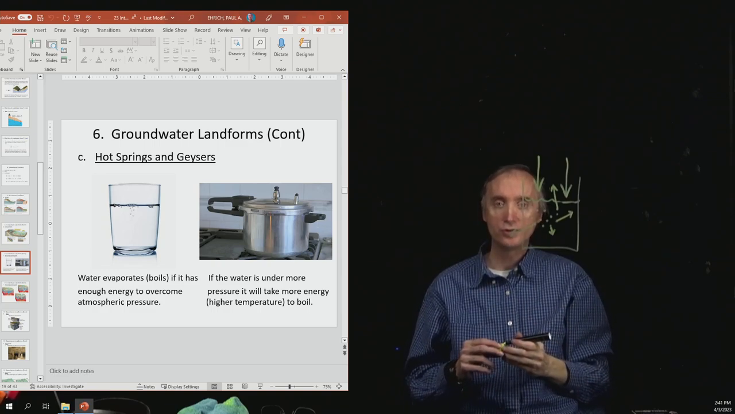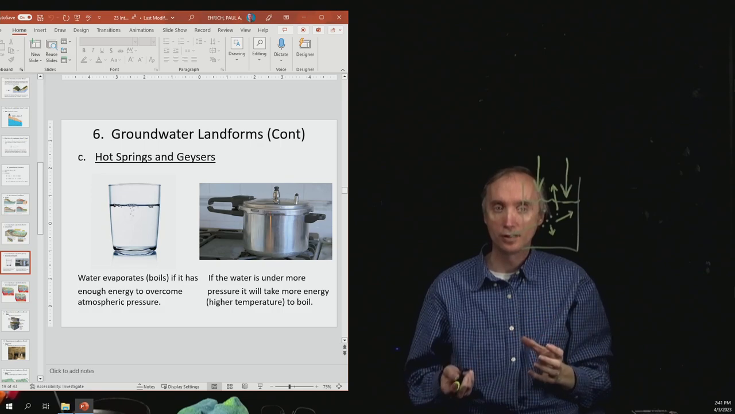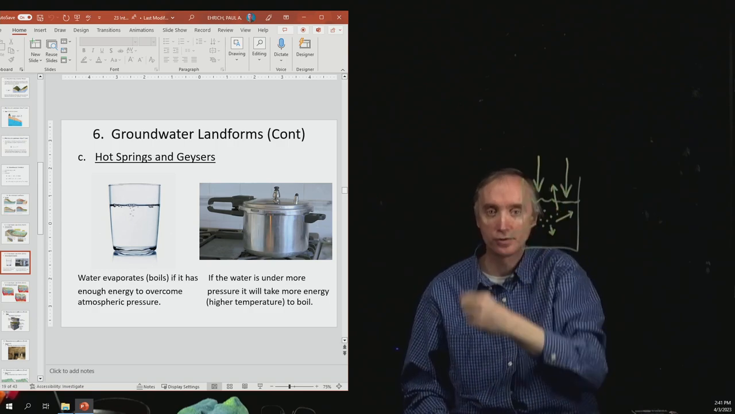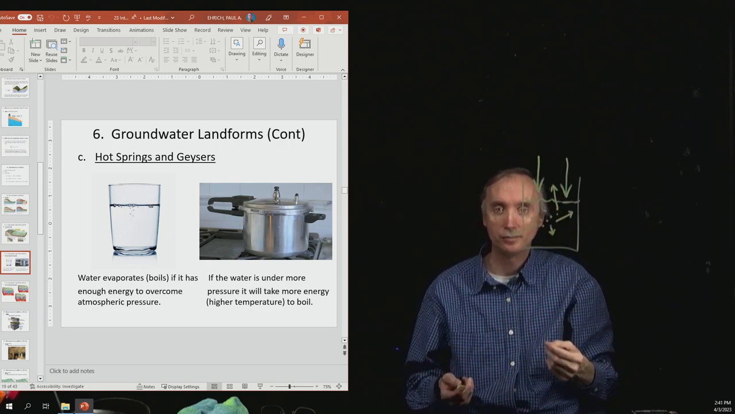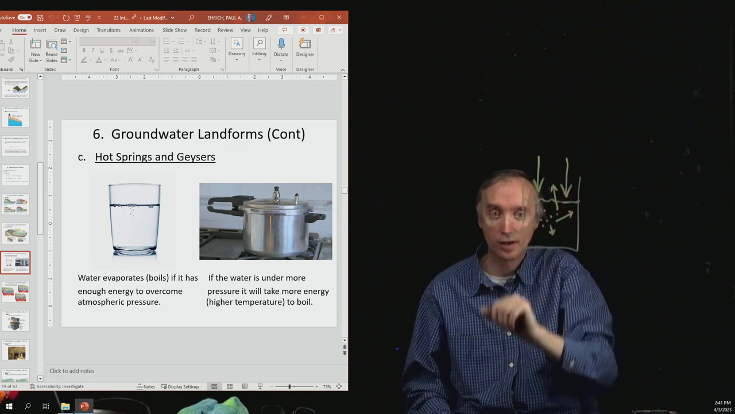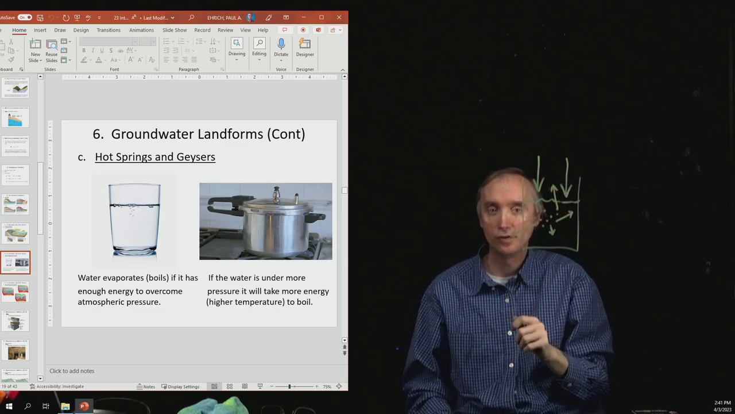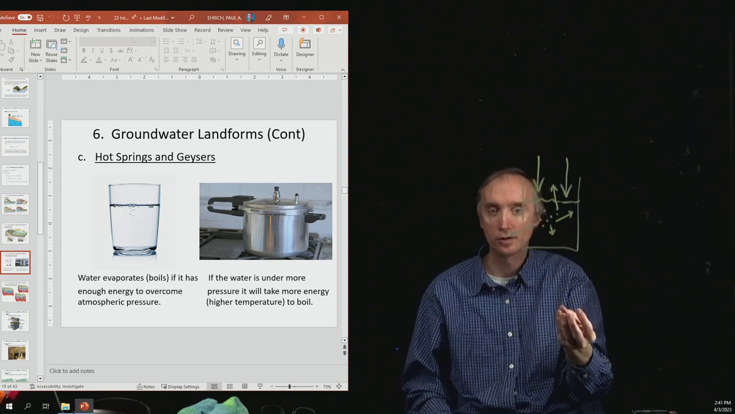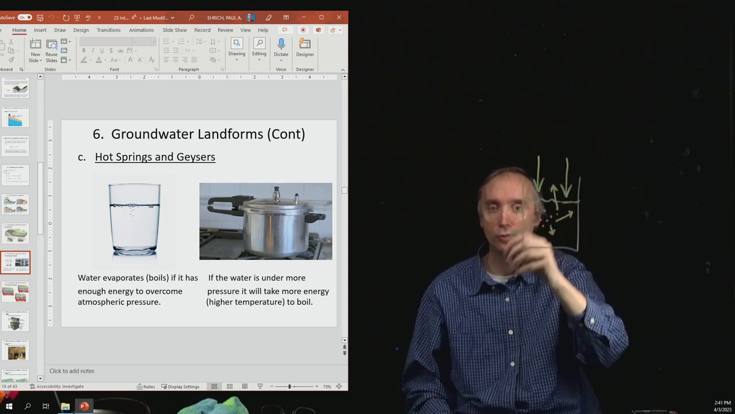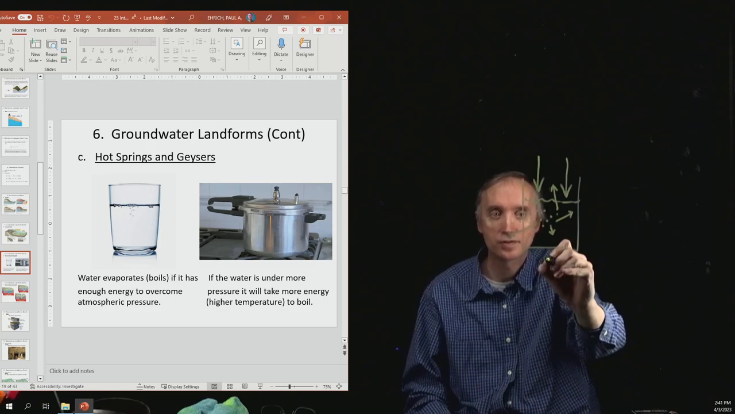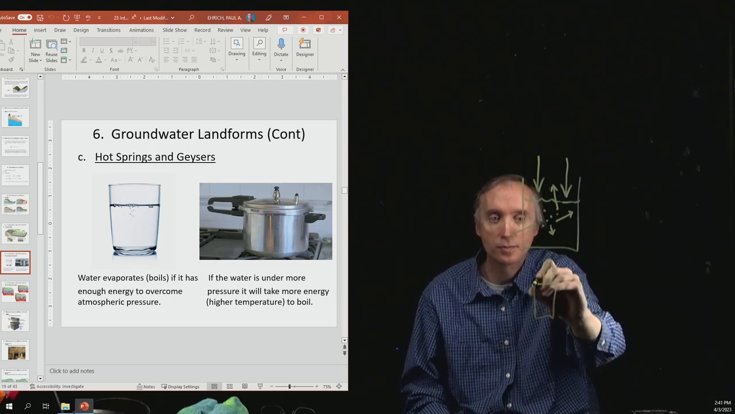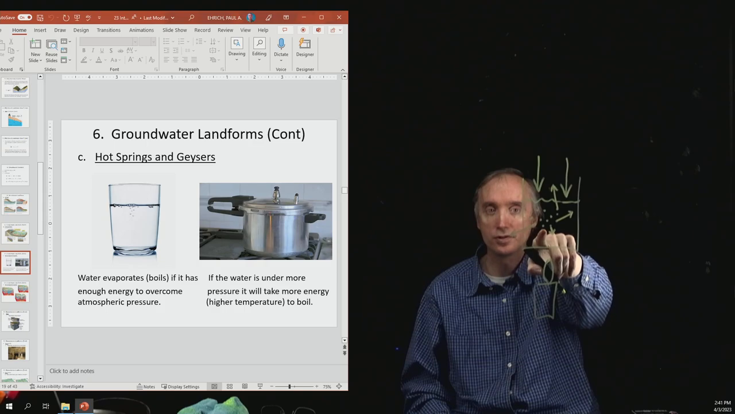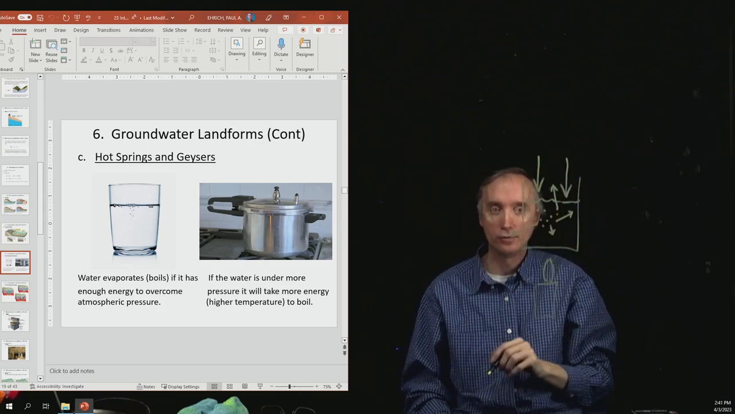Even at room temperature, there are a very few molecules that have enough energy to jump out. So, given enough time, a glass of water will evaporate, even at room temperature, but it does so very, very slowly. If we want to increase the rate at which the water molecules can jump out, we heat it. If we put a flame underneath it, we're giving more energy to the water molecules and making it easier for them to jump out.